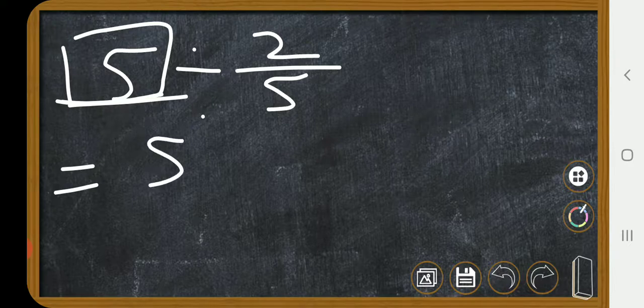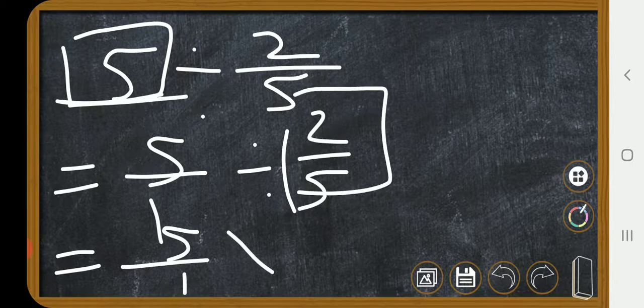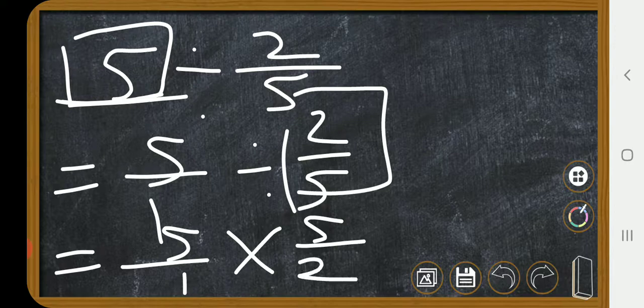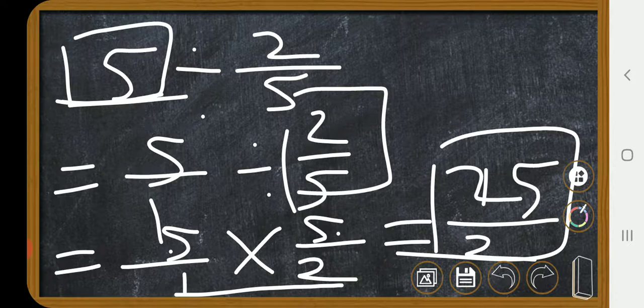We'll write this one as 5 by 1 divided by 2 by 5. So we'll keep this 5 by 1 as it is, and we'll write the multiplicative inverse of this. Multiplicative inverse of 2 by 5 means here it will come 5 by 2. So now 5 multiplied by 5, 25, and 2 multiplied by 1, 2. So the answer is 25 by 2. Understood? It is very easy.